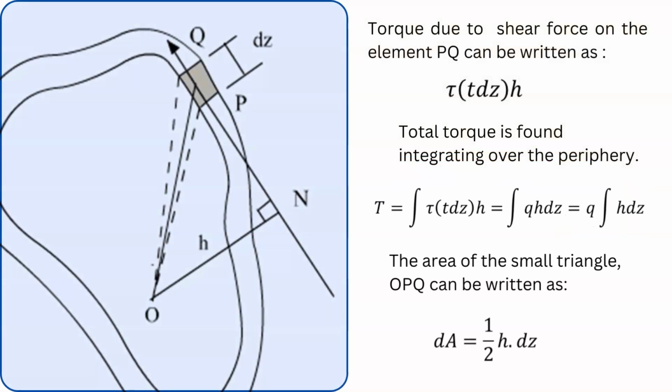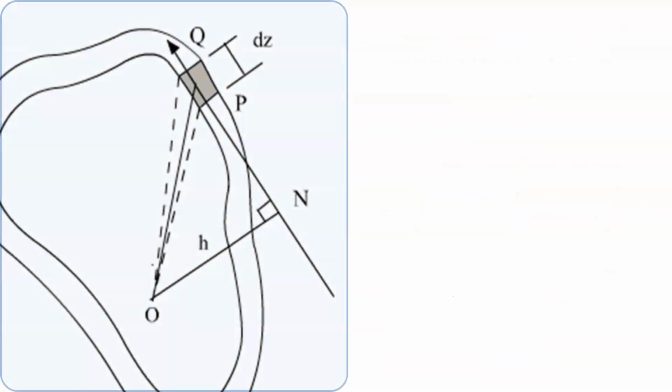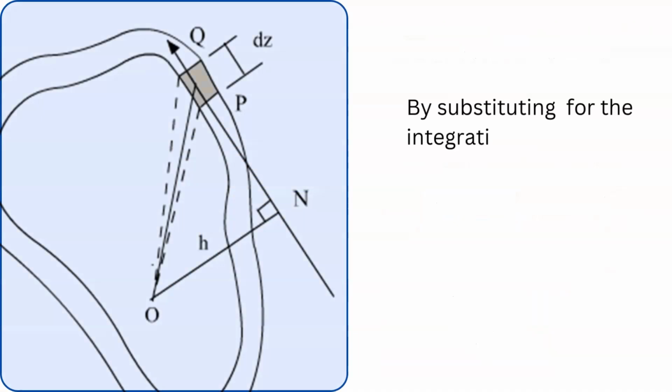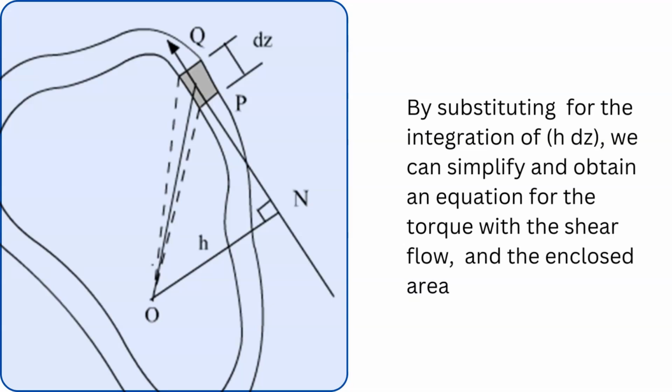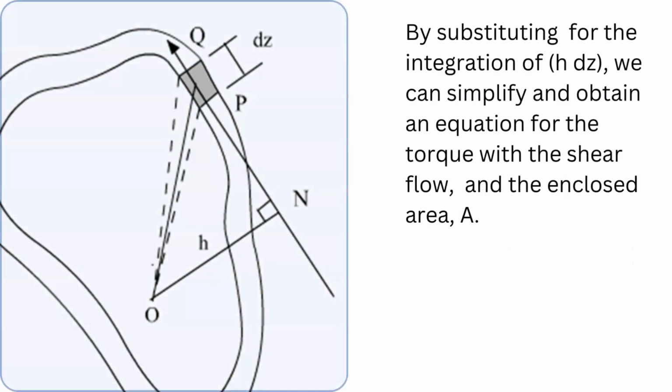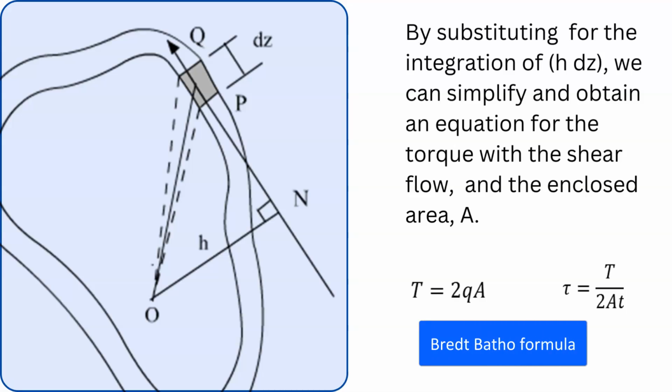The area of the small triangle OPQ can be written as dA equals half h ds. By substituting for the integration of h ds, we can simplify and obtain an equation for the torque with the shear flow and the enclosed area, A. Then, the shear stress is equal to T divided by 2At. This is known as the Bredt-Batho formula.